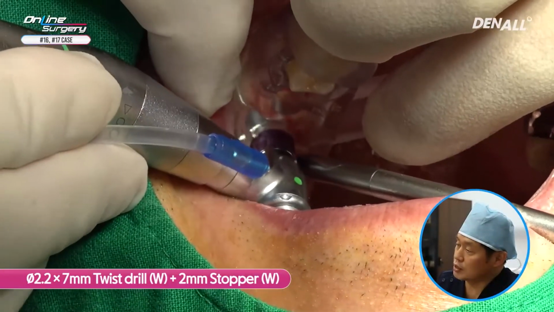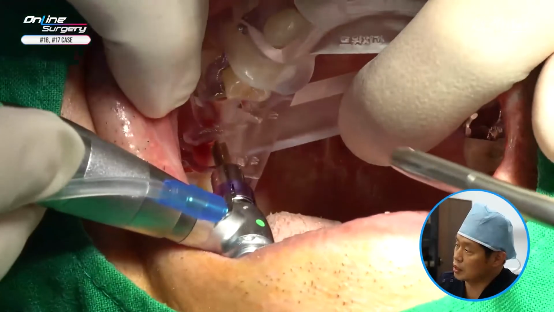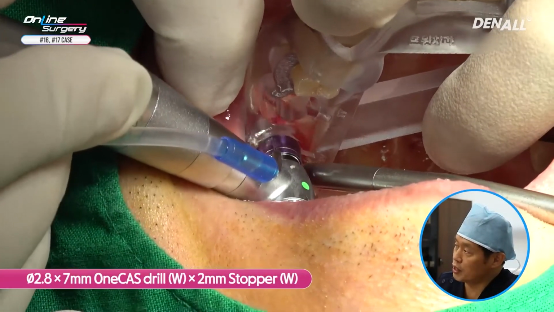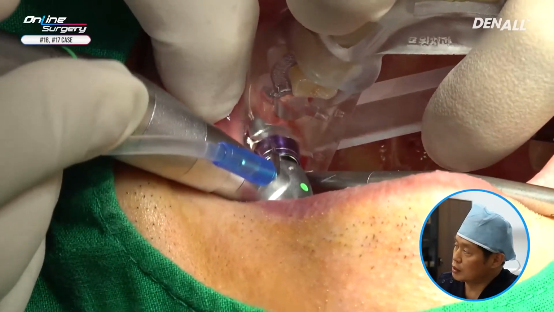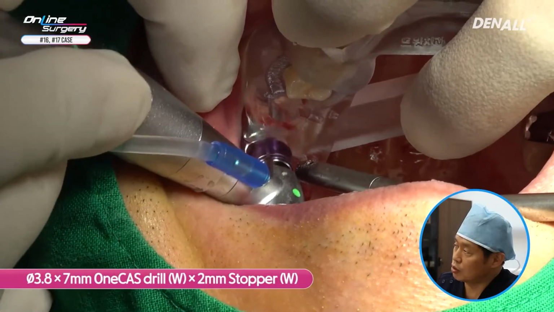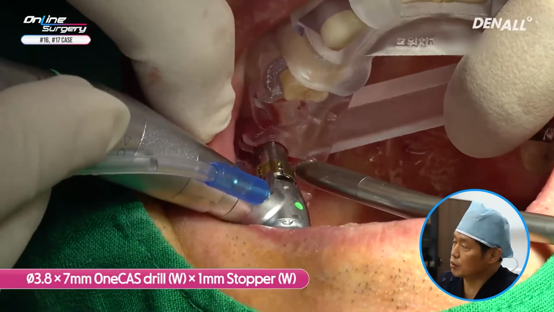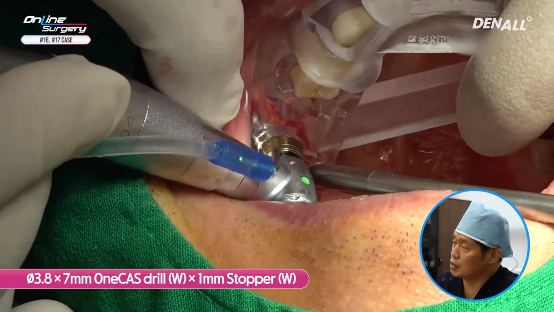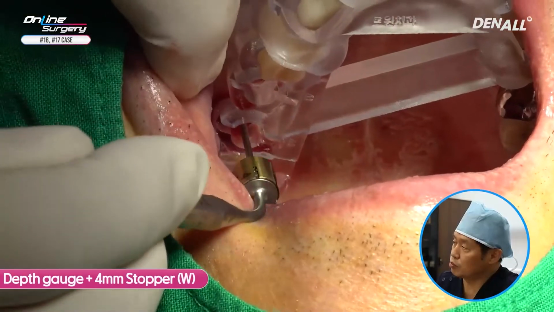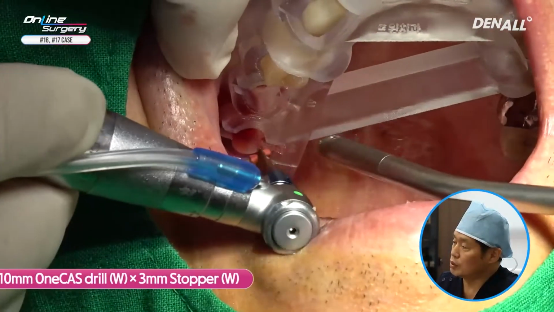Although residual bone is sufficient, 2.8 by 7 millimeter drill with 2 millimeter stopper is used for drilling up to 5 millimeter. Next, 3.8 by 7 millimeter and 2 millimeter stopper is used, and 1 millimeter stopper is used. Drilling is done up to 6 millimeter. 4 millimeter stopper is connected and depth gauge is used for checking.